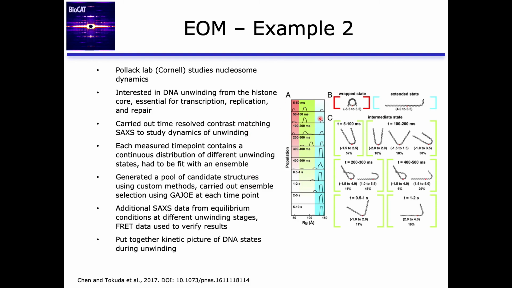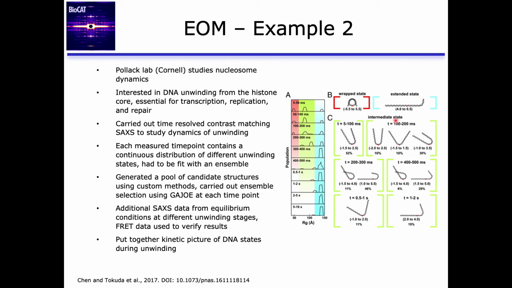We can see the results here. What we're seeing in part A of this figure is the Rg distributions from EOM. At the earliest time point we can measure, there's a distribution, with some in this compact state, some in these intermediate states, and a little bit in the extended state. And then as you go out to later and later times, you're shifting the amount from these compact states into these intermediate states, and then eventually into these fully extended states.